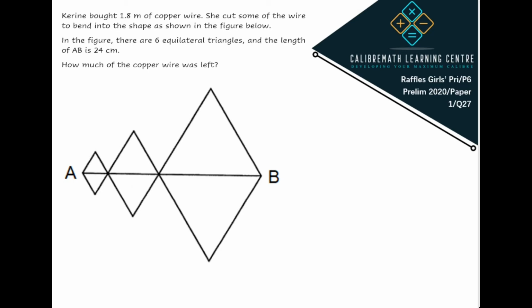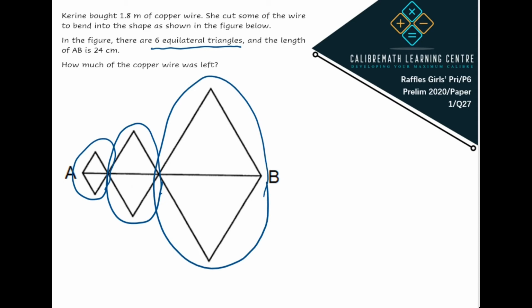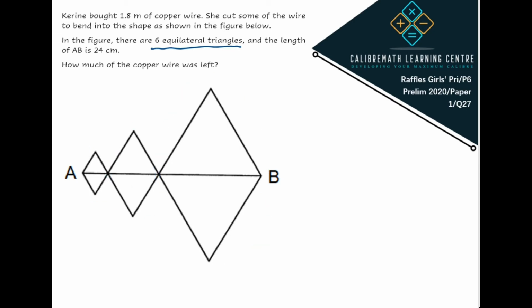So let's look at the information that we are given. In this figure, there are 6 equilateral triangles. And if you look at the diagram here, you can see that the top and bottom triangles are of the same size, and there are 3 different sizes in this diagram. And then the next information that we are given is that the length of AB is 24 cm. So always make it a habit to label the length given, 24 cm.